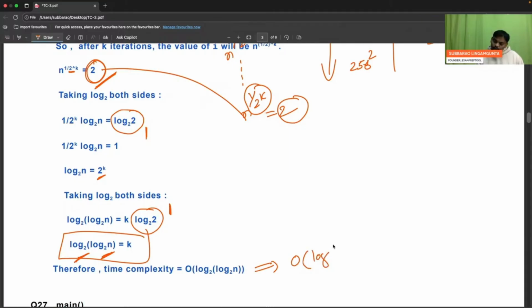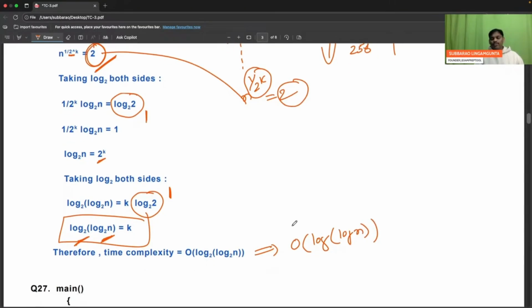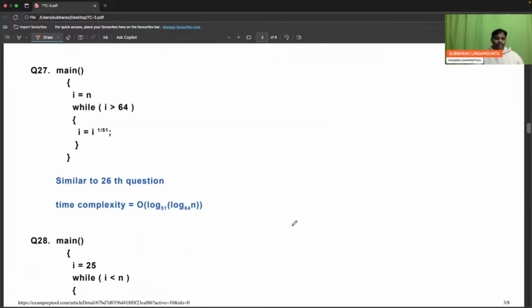Log of log n. Remember, root reverse is square, and square reverse is root. Both will give the same time complexity. Try to understand. Question number 26 is also done.